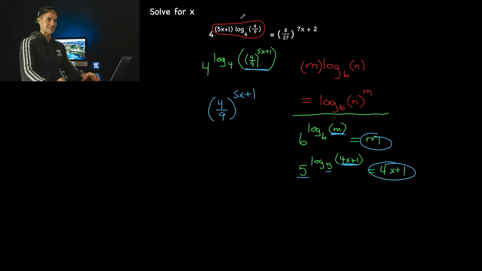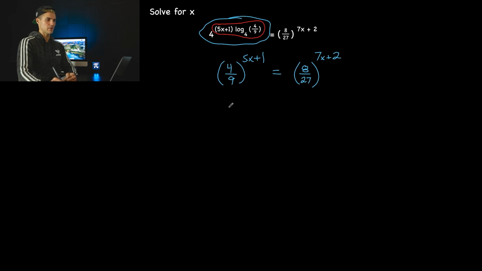Right, so we took this entire left side over here and we simplified it to just be that. And that already is looking a lot nicer, a lot more simplified. And so here we have an updated equation, right? On the left side, simplified to 4 over 9 to the power of 5x plus 1. And then keeping the right side the same, we have 8 over 27 to the power of 7x plus 2. Already looking a lot nicer, and we just have to solve for this variable x here.